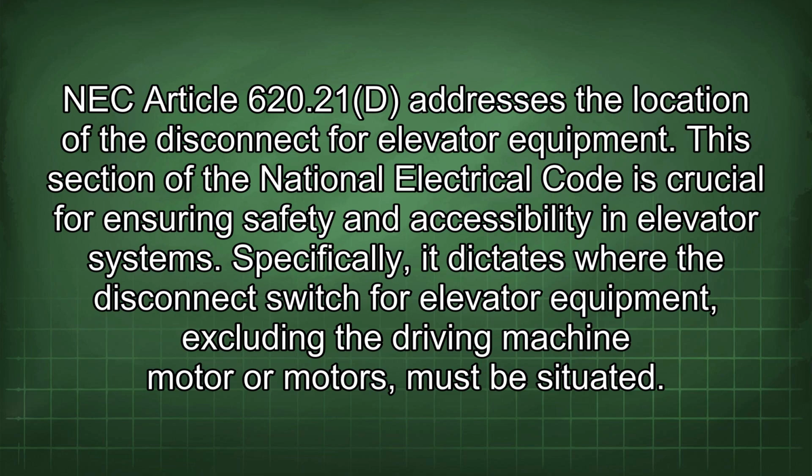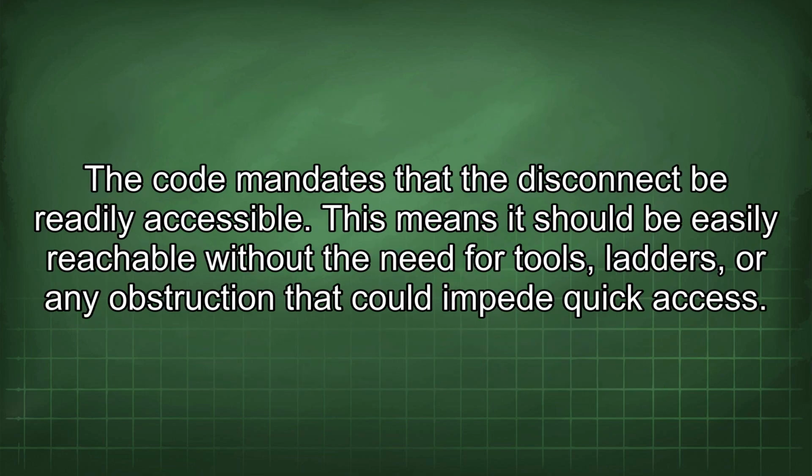This section of the National Electrical Code is crucial for ensuring safety and accessibility in elevator systems. Specifically, it dictates where the disconnect switch for elevator equipment, excluding the driving machine motor or motors, must be situated. The code mandates that the disconnect be readily accessible.